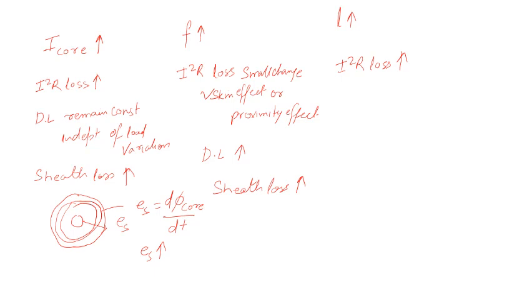What happened to the dielectric loss? Dielectric loss also increases because the capacitance will increase. Capacitance per phase per kilometer increases with the length of the line. Check the formula: dielectric loss is directly proportional to your capacitance, so it increases. And what happens to the sheath loss?